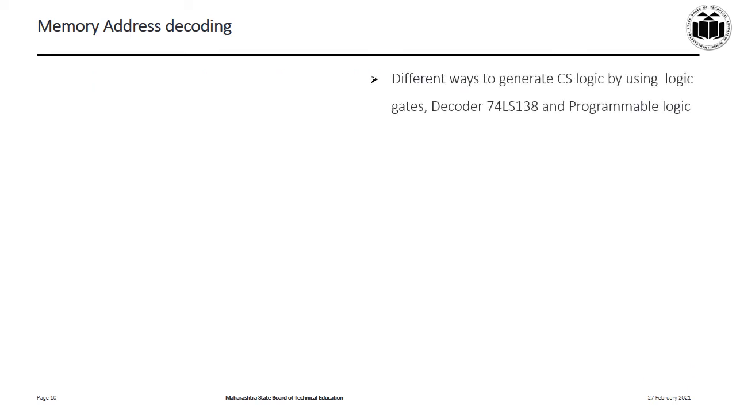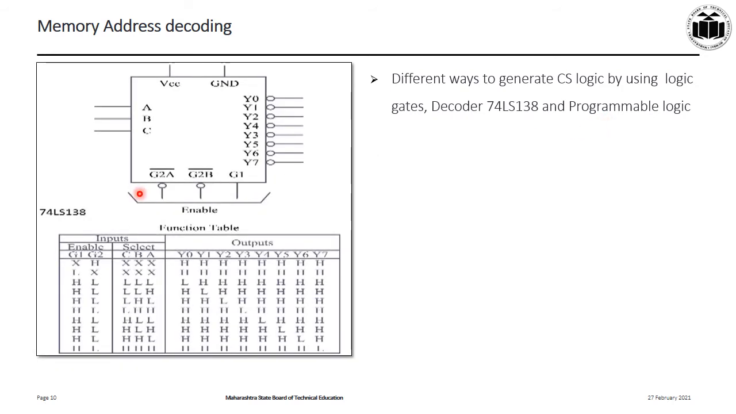There are different ways to generate CS logic. There are logic gates, decoder IC and programmable logic. This presentation will focus on decoding using decoder IC 74LS138.